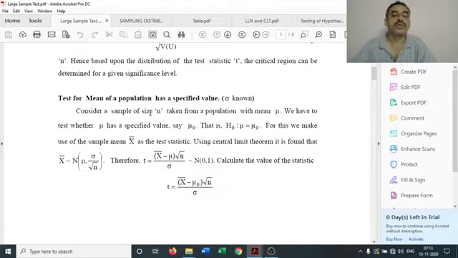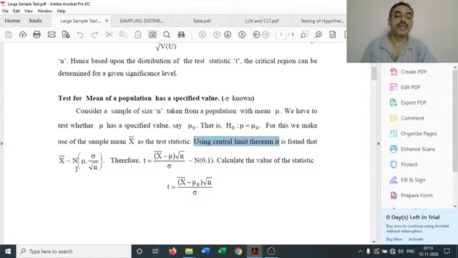Our first test is for whether the mean of a population has a specified value, and this is considered when sigma is known. By saying sigma known, we mean that the second parameter, the population standard deviation, is known to us. That may be known from the past experience of the investigator. That condition is imposed because the statistic will be meaningful only when the value of sigma is known to us. Therefore, the statistic x bar is considered for testing whether the mean of a population has a specified value, and x bar follows N(mu, sigma by root n) according to the central limit theorem.